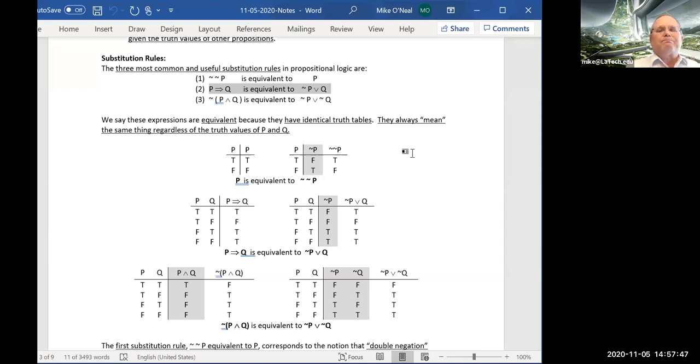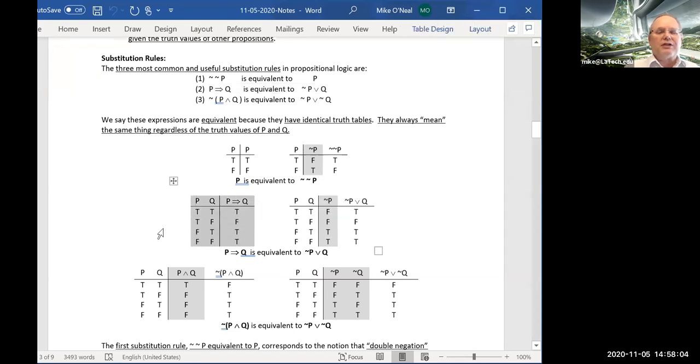let's first prove that P implies Q really is equivalent to the expression not P or Q. So how can we prove that? Well, we can prove it by looking at the truth table for P implies Q. We've already seen this. I presented it just a few minutes ago. And then you can say, okay, let me build a truth table for not P or Q and see what it comes up with. So I need P and I need Q.